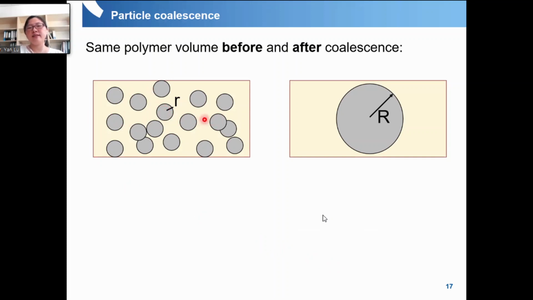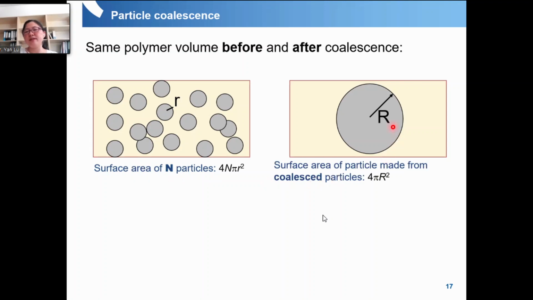And so we have a number n of particles with radius r. After the deformation or coalescence, you will form a kind of large spherical particle with a radius of R. Of course, in the end, you have formed a very large particle. And you can calculate what is the total surface area of these small particles, and also the surface area of the particle made from this small particle coalescence.